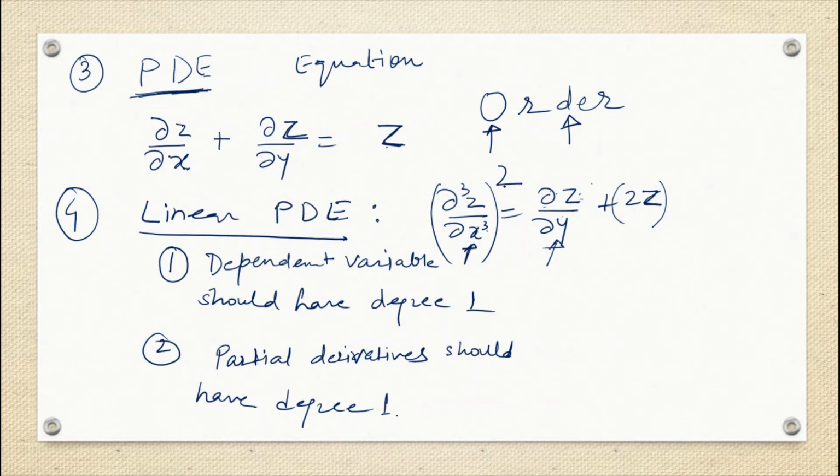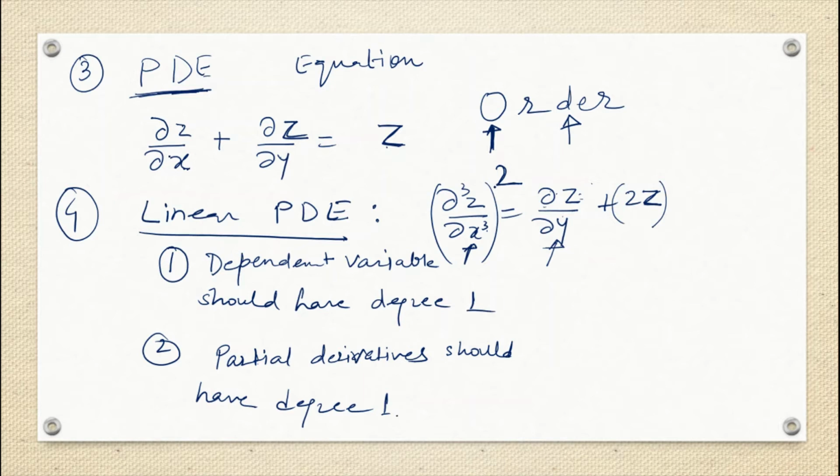And sometimes I've seen that students get confused about whether we check the power to check the degree or the power to check the order. So the very first thing is you have to find out the order, and once you have found the order, the highest derivative, only then will you go for checking the degree. Because to check the degree, you have to check the power of the highest derivative.